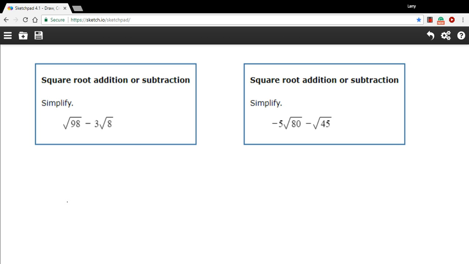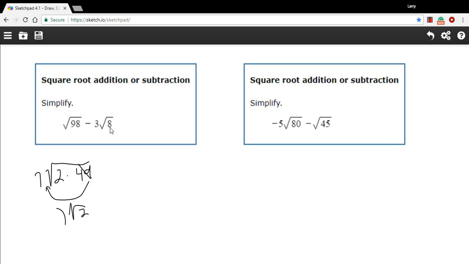Let's start with the square root of 98. I know I can factor that because it's even. So let's see, that's 2 times 49. Well, that's handy because I can take the square root of 49. That's 7. So this becomes 7 times the square root of 2.